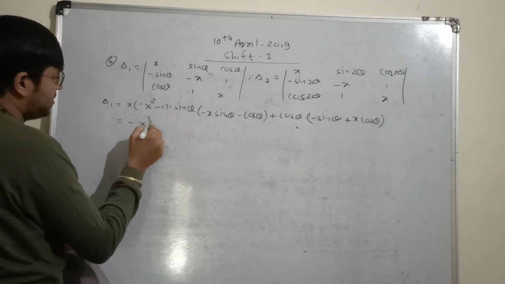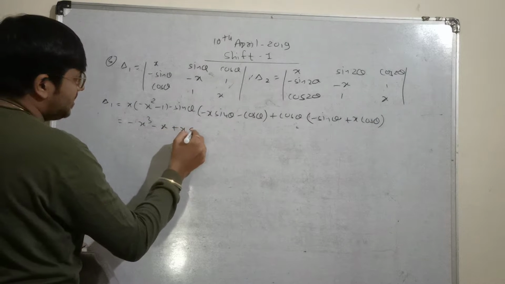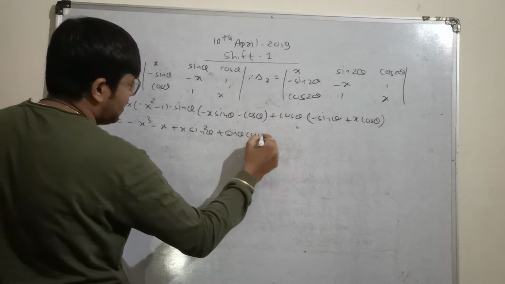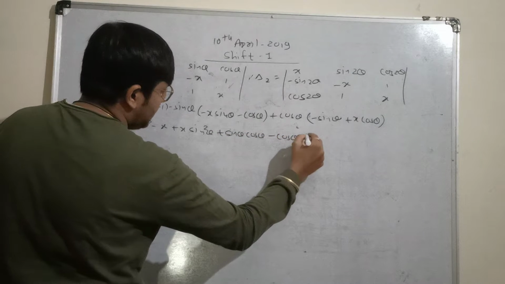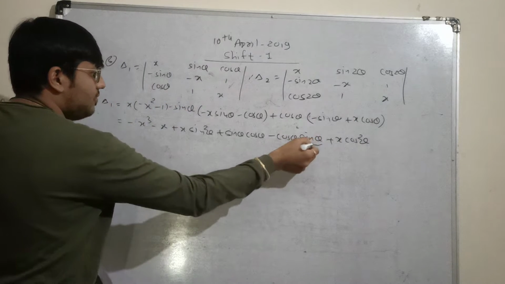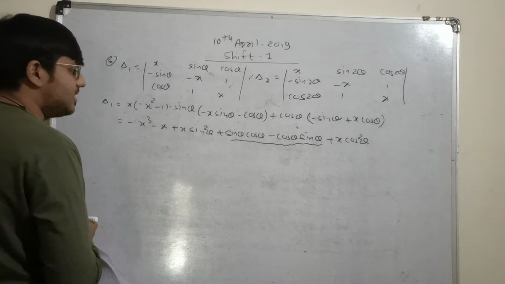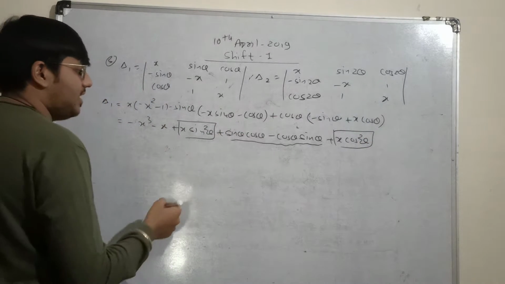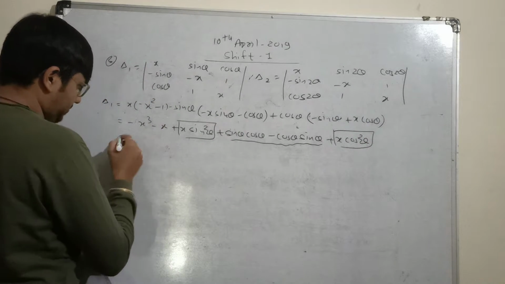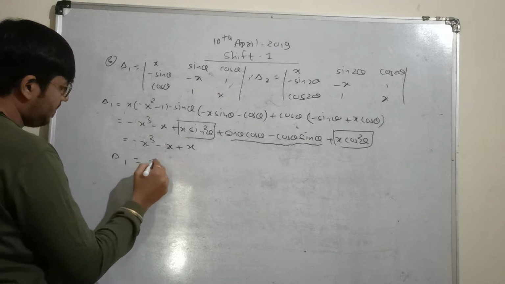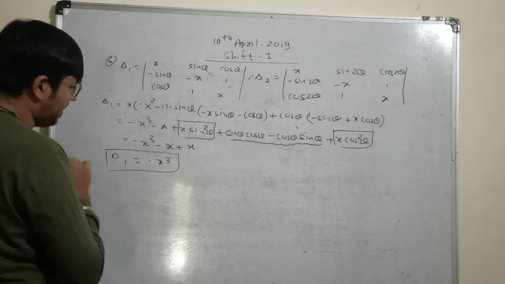So it's minus x cube minus x plus x sin square theta plus sin theta cos theta minus cos theta sin theta plus x cos square theta. Now if we check, the sin theta cos theta term will be cancelled. X sin square theta and x cos square theta, if I take x common, I'll get sin square plus cos square. So I'll get minus x cube minus x plus x. That means delta 1 is answer minus x cube.